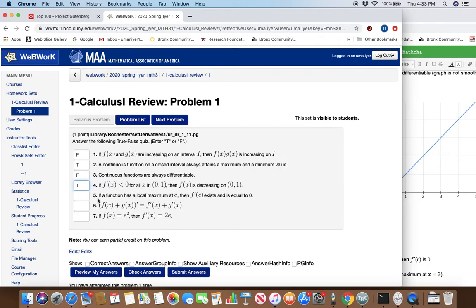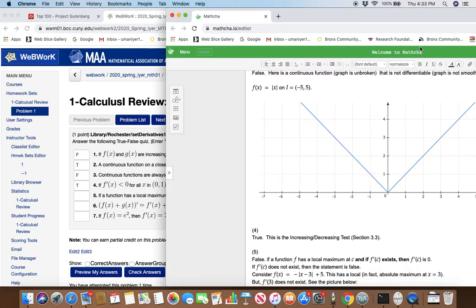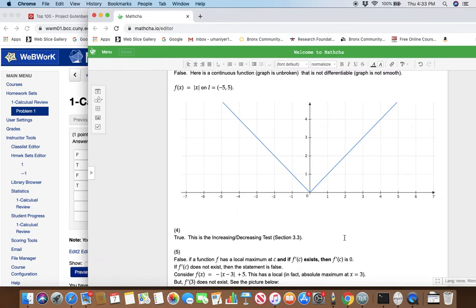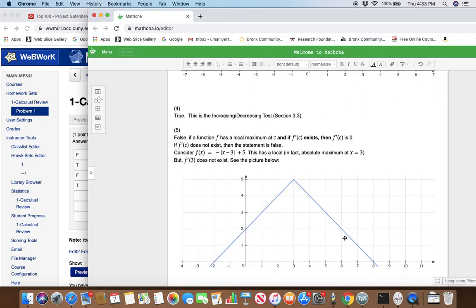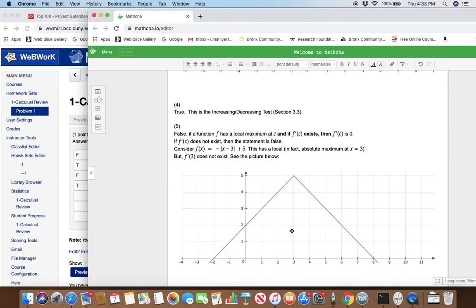True. If a function has a local maximum at c, then f prime exists and is equal to 0. This is false. You see, here is a function, it has a maximum at 3, right? But f prime does not exist at 3. Why? Because this is pointed. It is not smooth. So it is not differentiable.